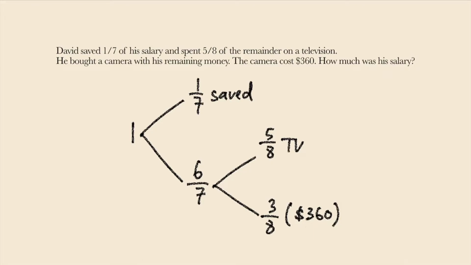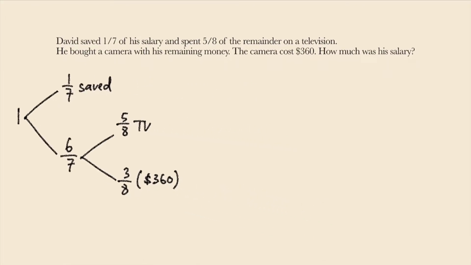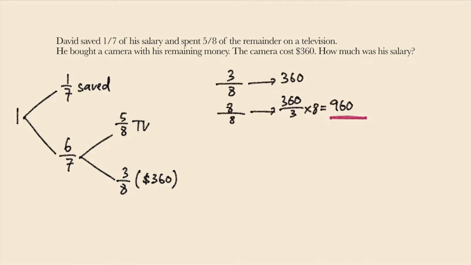Now, from here, we can form an equation. One of the ways to do this, not the only way, is to say that these 3 units out of 8 represent 360. So, 3 units out of 8, 360. We can find 1 unit, which means we will divide by 3. And then we will find 8 units, which means we will multiply by 8, giving us 960 actual dollars.